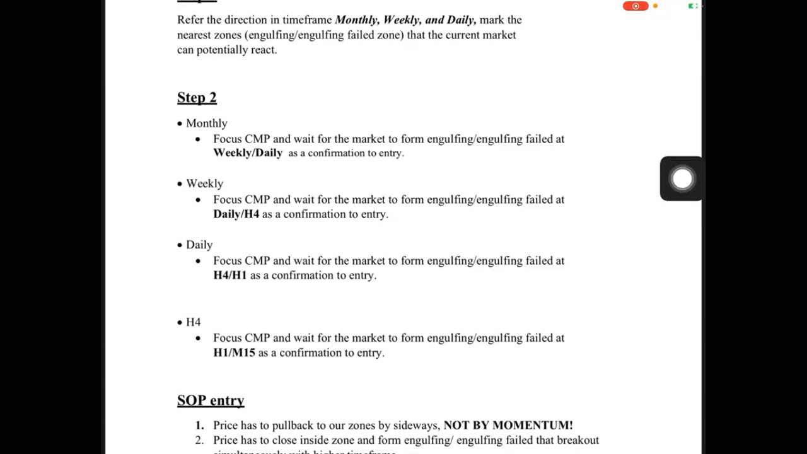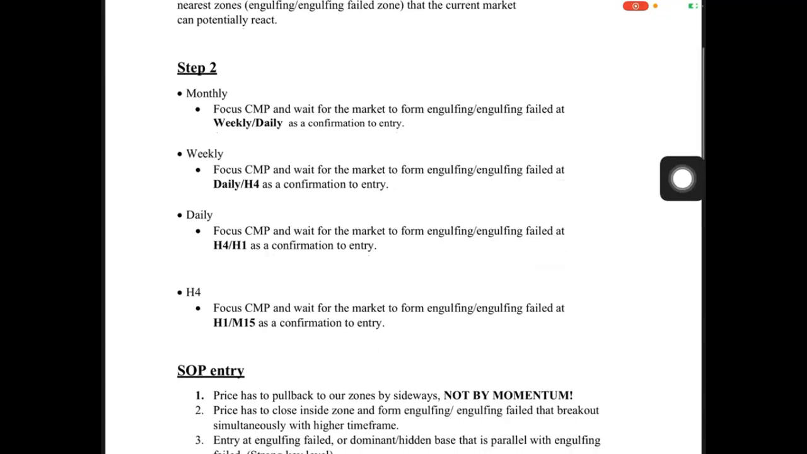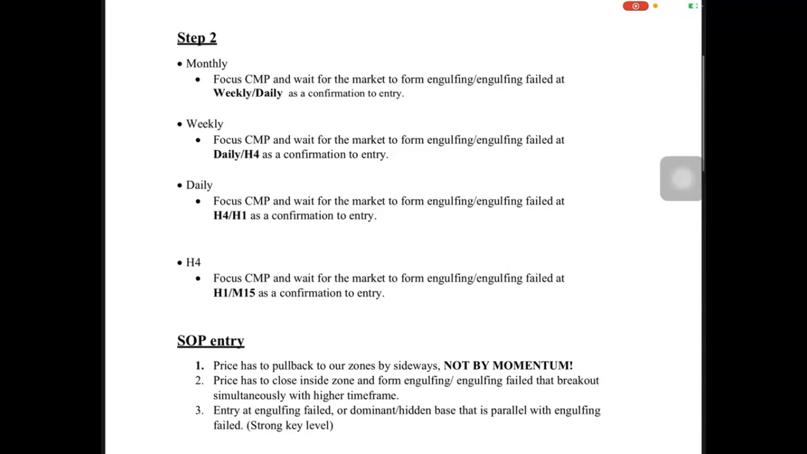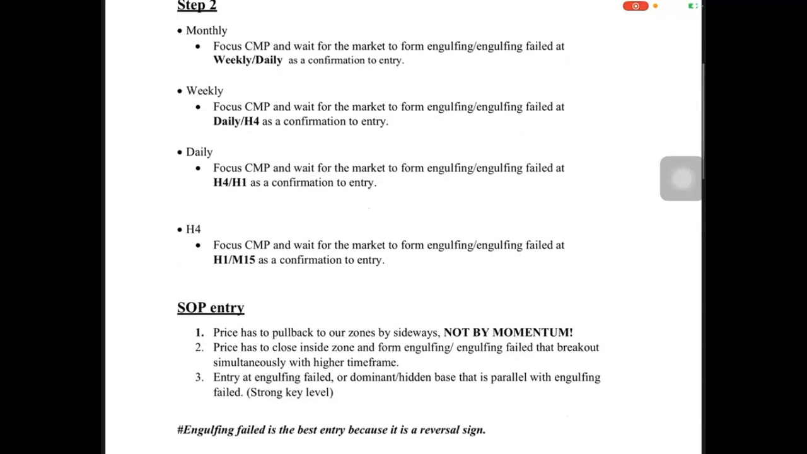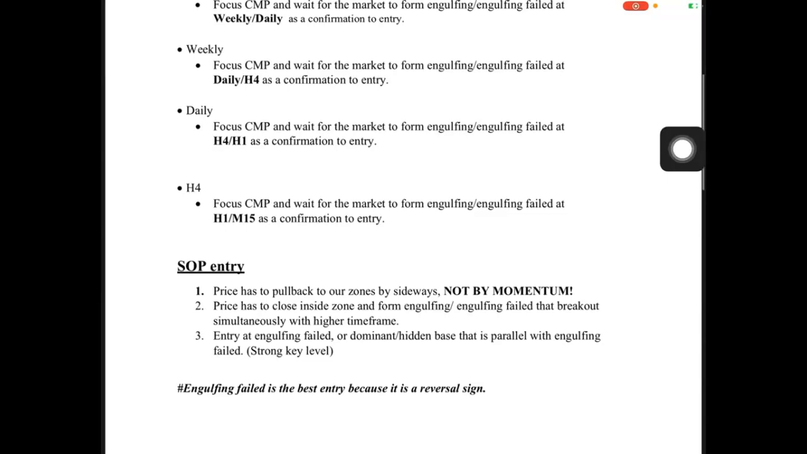Same goes to weekly. Let's say your setup is based on weekly. Of course, you are waiting for engulfing to happen in daily and or H4. For daily, you will wait for engulfing to happen at H4 or H1. For H4, we will wait for engulfing to happen in H1 or M15. Alright, now my first SOP to entry.